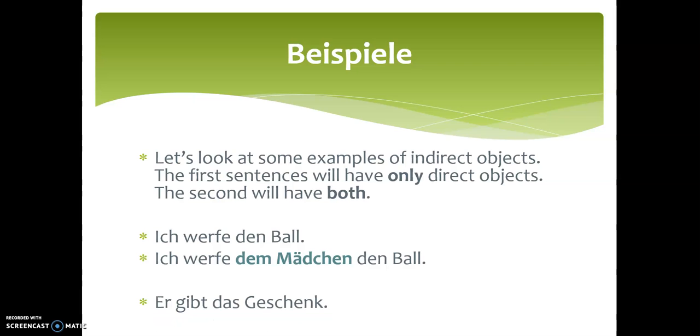Okay, if you had "Es gibt das Geschenk," then you said "Er gibt der Schwester das Geschenk." He's giving the present to the sister. The sister is the person to whom the present is being given. Therefore, the article changes. The sister is the indirect object. So in each of the second sentences, we not only have a direct object, but we also have an indirect object.